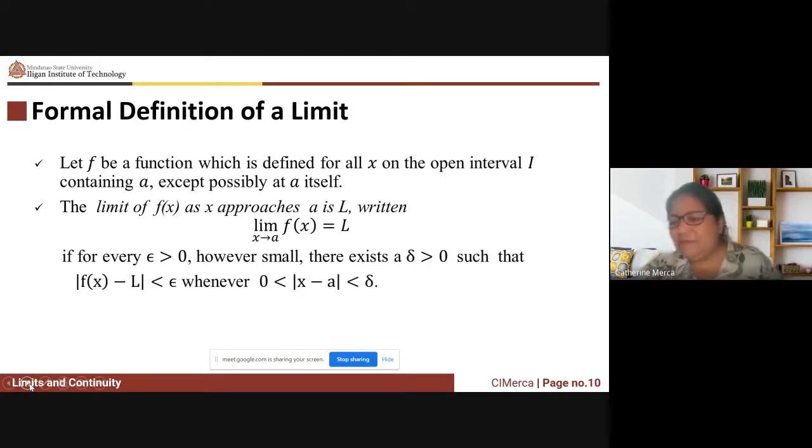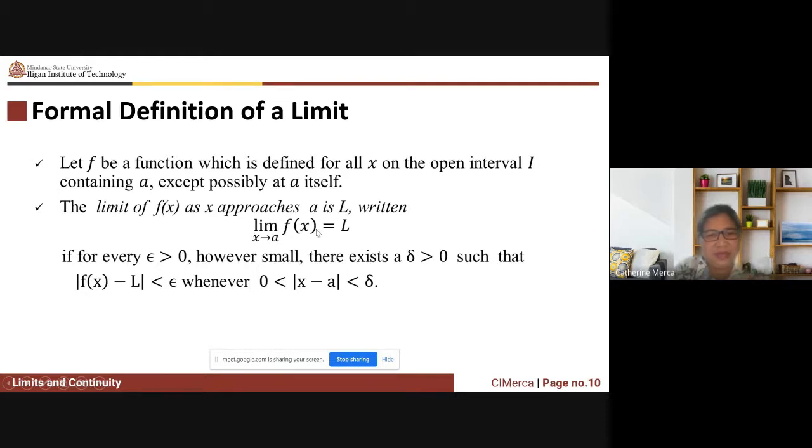So what is the formal definition of your limit? You have a function which is defined for all x on the open interval I containing a, except possibly at a itself. So that the limit of f of x as x approaches a is given by the following. You write it as the limit of f of x as x approaches a is equal to L. That is, if for every epsilon greater than 0, however small, there exists a delta greater than 0, such that your absolute value of f of x minus L is less than epsilon whenever 0 is less than the absolute value of x minus a less than delta.